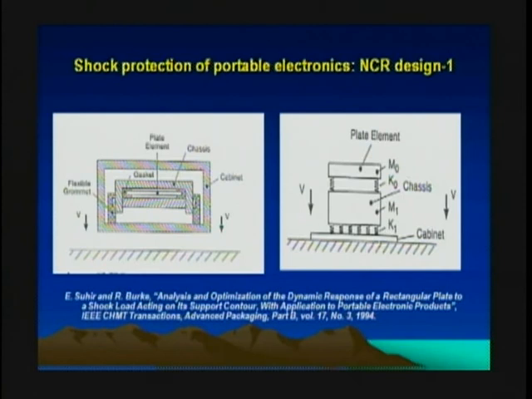So the structure that NCR, with a little bit of our participation, has primarily come up with for some of their devices, is this. They put this plate element into what they called a gasket. The gasket was a rubber material, rubbery and at the same time a material with significant dissipation. Then that gasket was put inside of a metal structure that we will call a chassis.